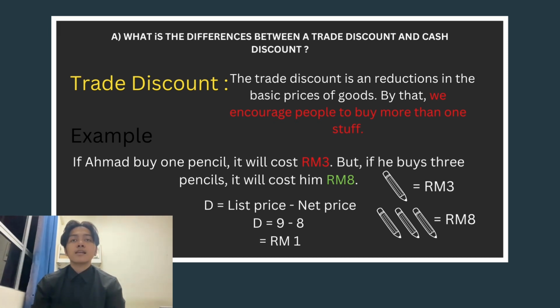List price which is 9 from the original price, which is 3 times 3 minus 8, from the reduction in the price. So we get RM 1 ringgit for the discount amount.